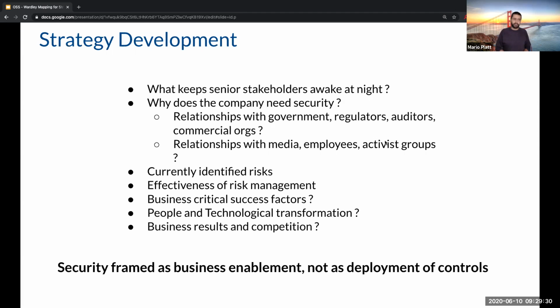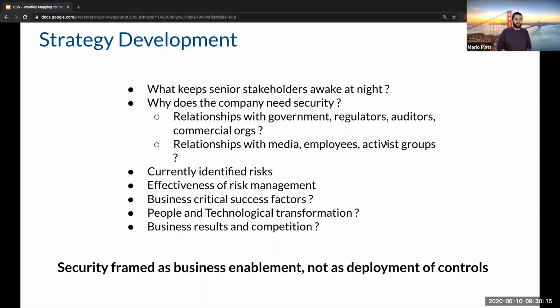Maybe we can start by currently identified risks, trying to understand what risks have already been identified that security can play a role in. So not just InfoSec risks, but actual business risks where security can potentially play a role in helping mitigate. How effective are our risk management practices? Do we understand the business critical success factors, and can we tie security initiatives back to those business success factors? What is the people and technological transformation that is happening, and can we use that same transformation to add security into the way business processes are being re-engineered?